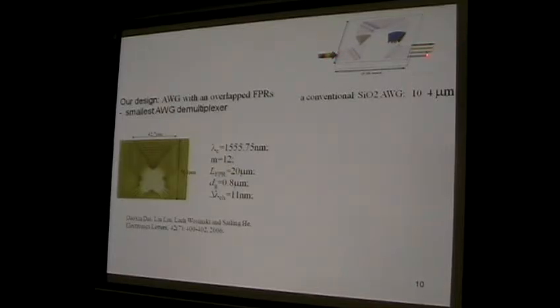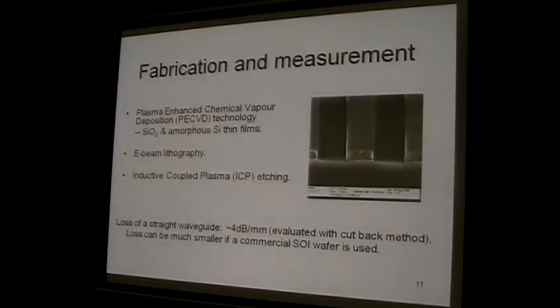So this is much, much smaller than the conventional silicon oxide based device, fulfilling the same functionality, separating different wavelengths to different ports. The input is the same. However, at the different outputs, different wavelengths will be output, and that is important for optical communication WDM applications. And this is the AWG we designed, and we also use an overlapped free propagation region to improve the integration gains even further.